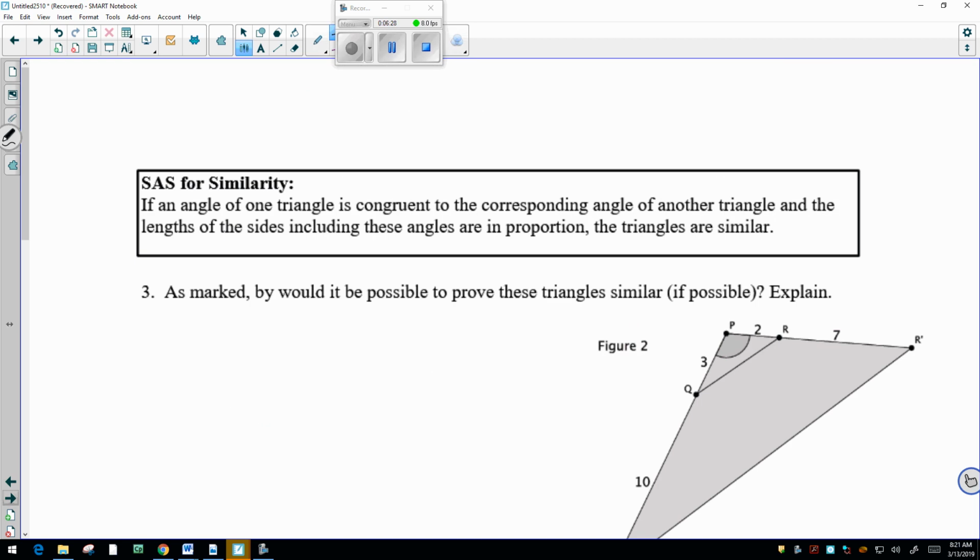Okay, another way that we can prove triangles similar is the side angle side, but it's for similarity. So this is different from side angle side when we prove triangles congruent. So let's read through and see the difference. So if an angle of one triangle is congruent to the corresponding angle of another, and the lengths of the sides of the including angles are in proportion, then the triangles are similar.